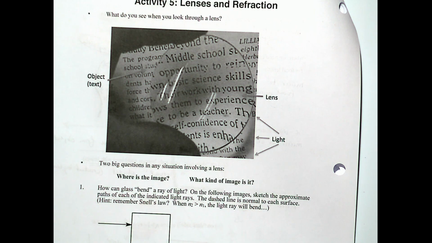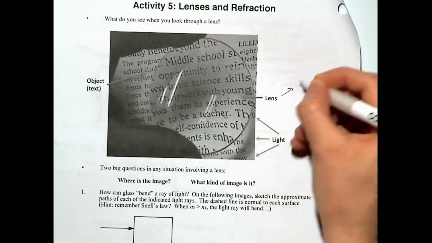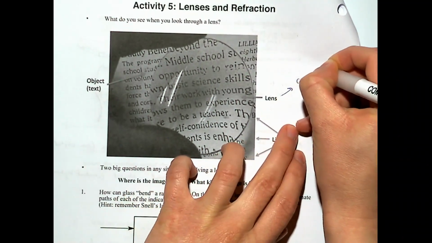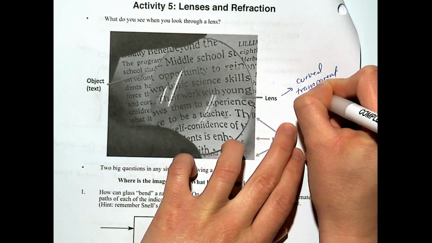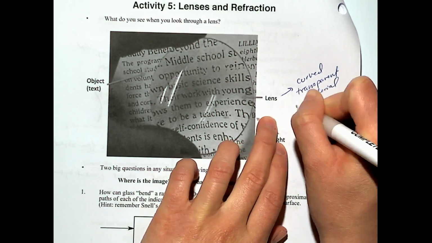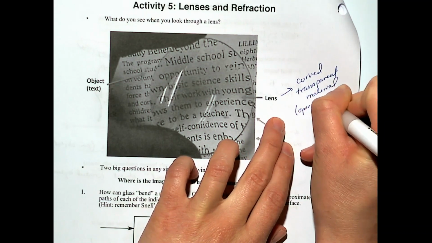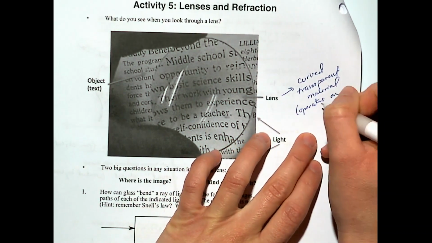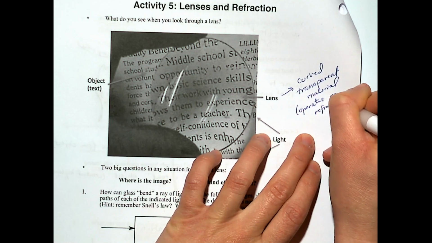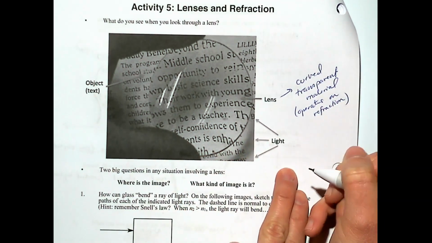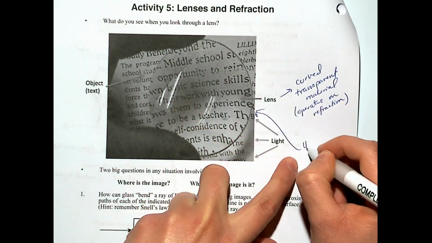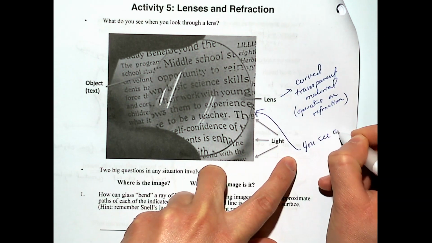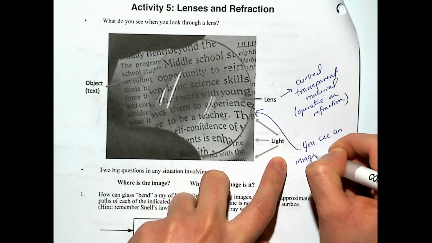So a lens is just a piece of curved, transparent material. I'll write that down: curved, transparent material. And it operates on refraction. And what you're seeing here is an image of the text.